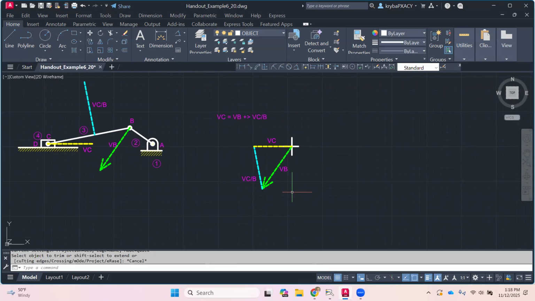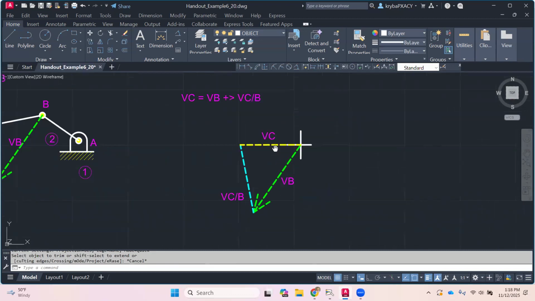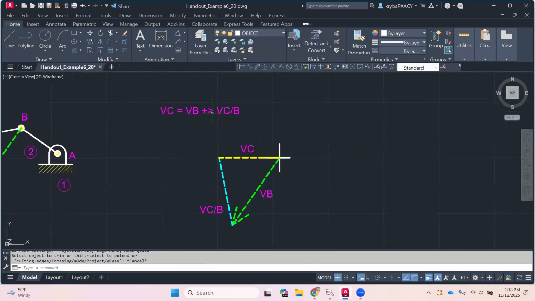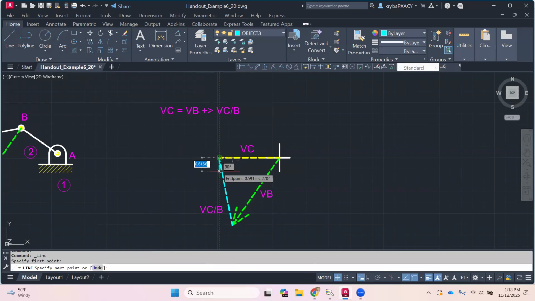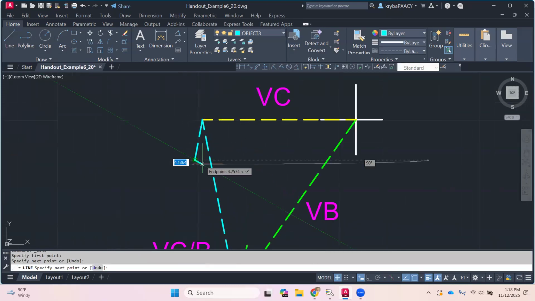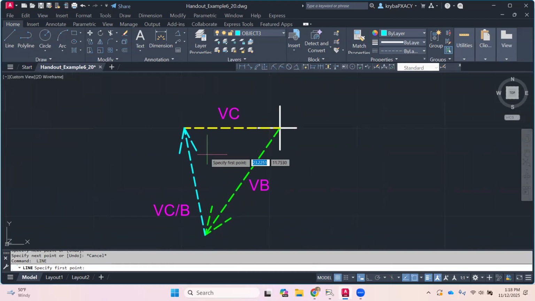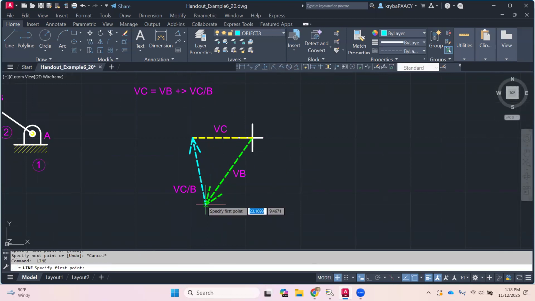Now I need to add my arrowheads for these vectors. I'm going to use my vector equation to determine where my arrowheads are. I know I'm going to start with VB. I'm going to take VB plus C relative to B, which means I'm going to add these tip to tail. So I'm going to go back to my object 3 line. That means my arrowhead is going to be here. The tail of C relative to B is going to be on the tip of B, and then its arrowhead is going to be up and to the left. Everybody understand that? Does that make sense?